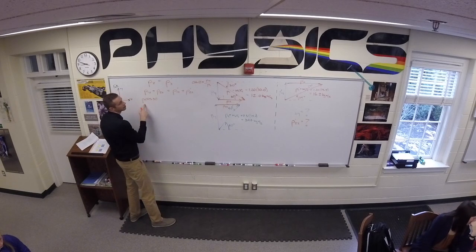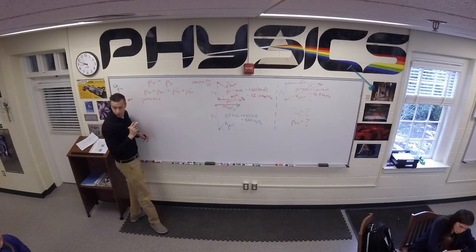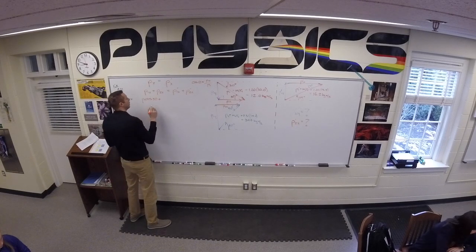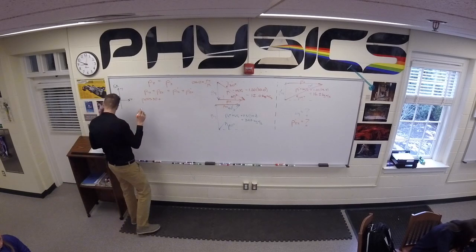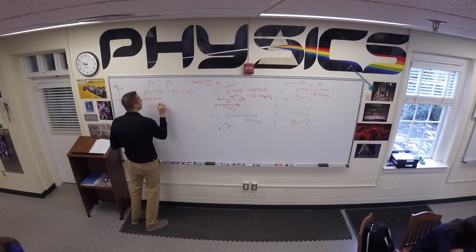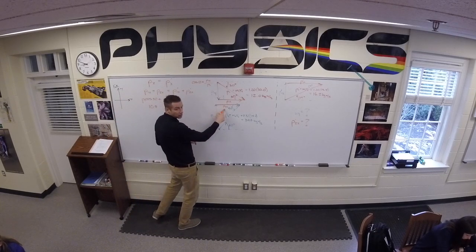P1, we know, is 12. So you just do that, and it is 10.4. All right, what do you got? 10.4. So this is 10.4, and then that's plus P2x.